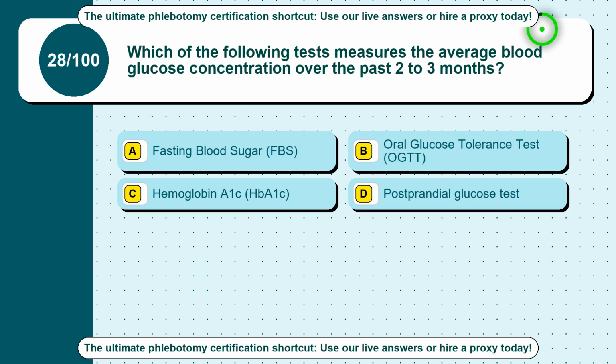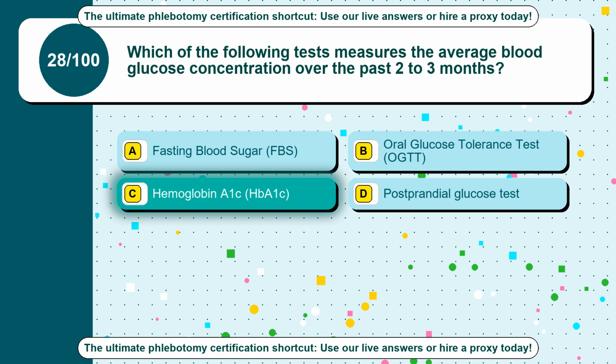Question 28. Which of the following tests measures the average blood glucose concentration over the past 2 to 3 months? Option A. Fasting blood sugar, FBS. Option B. Oral glucose tolerance test, OGTT. Option C. Hemoglobin A1c, HbA1c. Option D. Postprandial glucose test. The correct answer is option C.